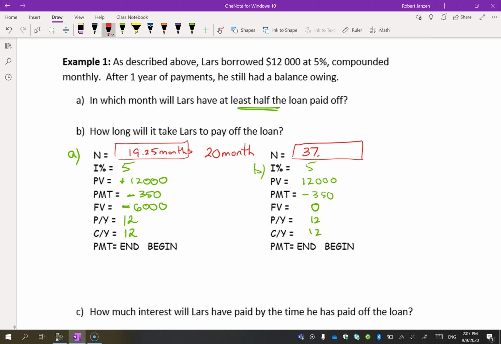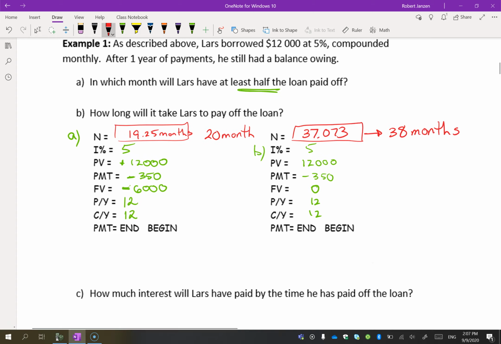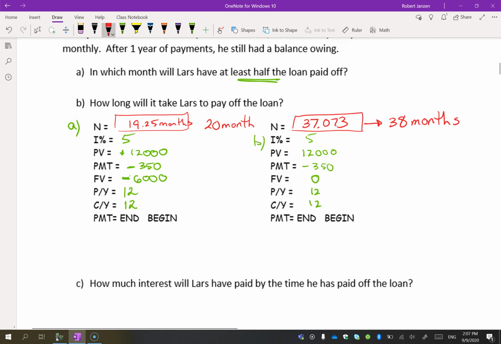It says 37.073, which is what? Will it be 37 months? Because that's pretty close to 37. No, 37 months wouldn't quite pay it off. So 38 months it will take. Now that last month, it probably isn't a full payment because you probably don't owe $350 anymore, but it won't be finished paying off after 37 months. Okay?